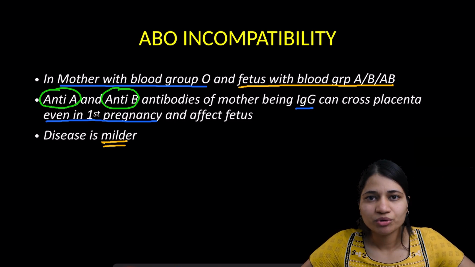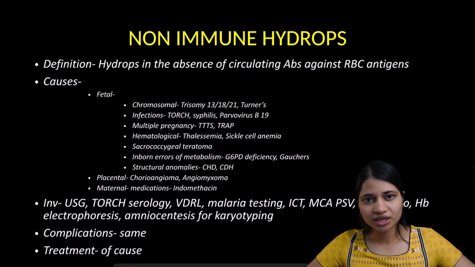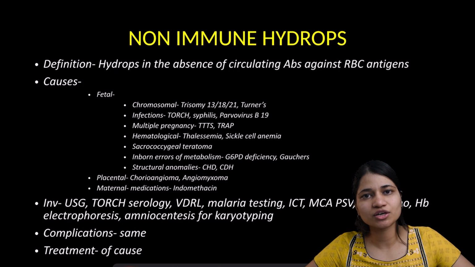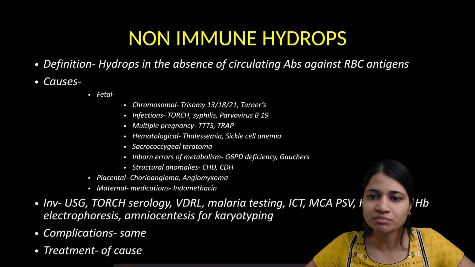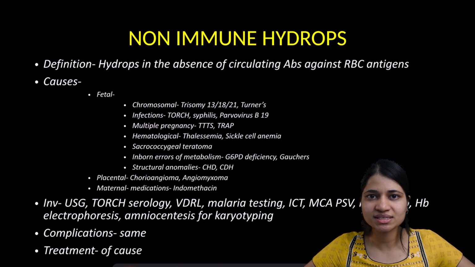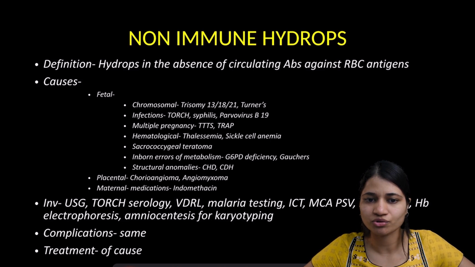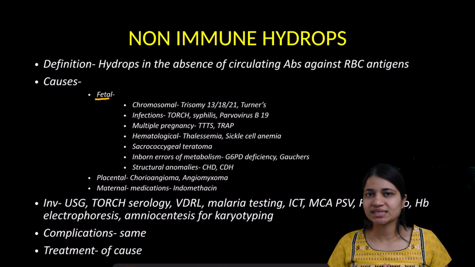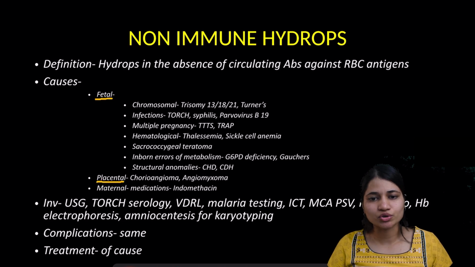Now, what is non-immune hydrops? Whatever we were talking about earlier was immune hydrops, that is hydrops occurring as a result of an immune response which was mounted by the mother. Now hydrops can also occur in the absence of circulating antibodies against the RBC antigens. This is what is known as non-immune hydrops. So what are the causes of non-immune hydrops? There can be fetal causes, there can be placental causes, or there can be maternal causes.